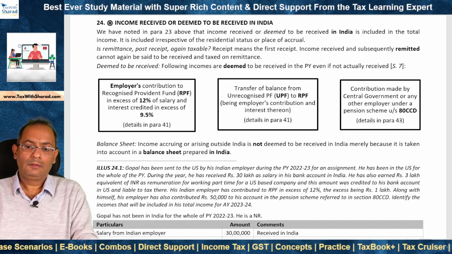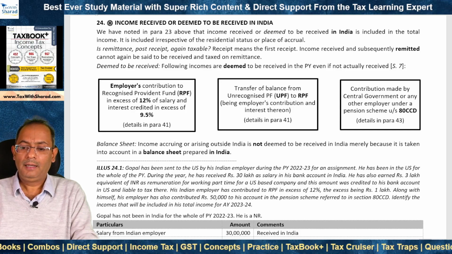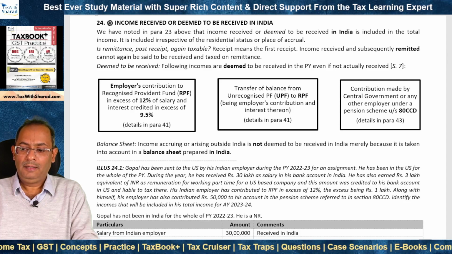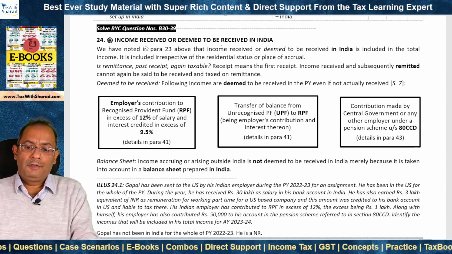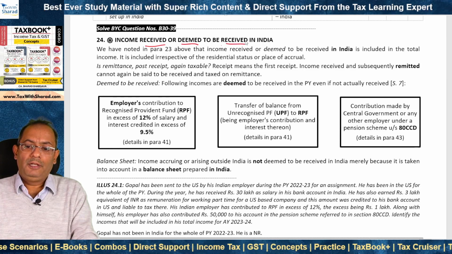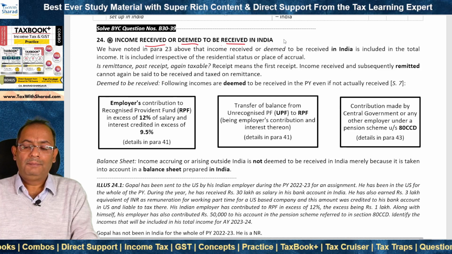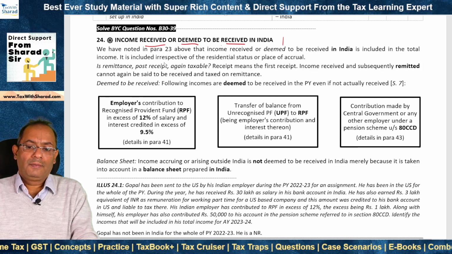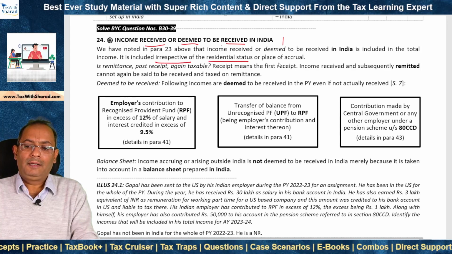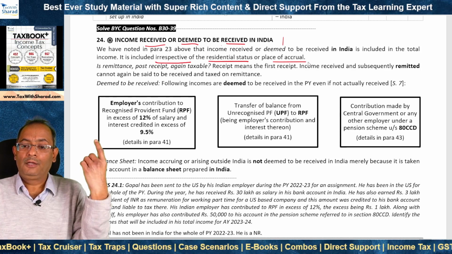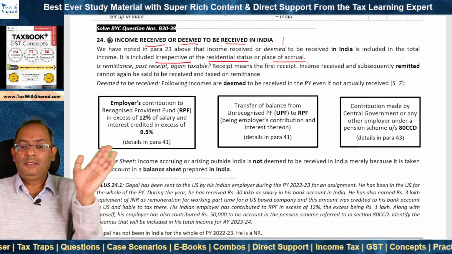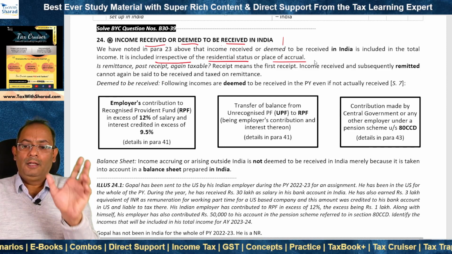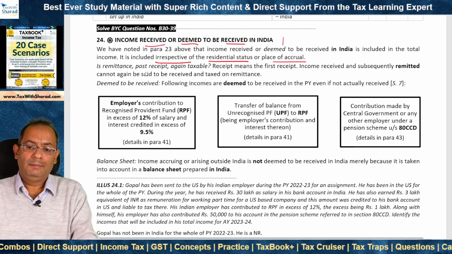Now we will take a look at the concepts of income received or deemed to be received in India and income which accrues or arises or is deemed to accrue or arise in India. Income received or that which is deemed to be received in India is also treated as Indian income, and it forms part of scope of total income under section 5, and this is irrespective of the residential status or place of accrual. So even if the income accrues outside India but it is received in India, then it forms part of the total income as per section 5 because it becomes Indian income.